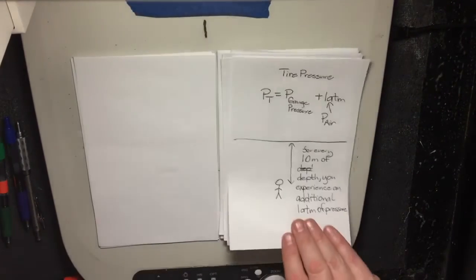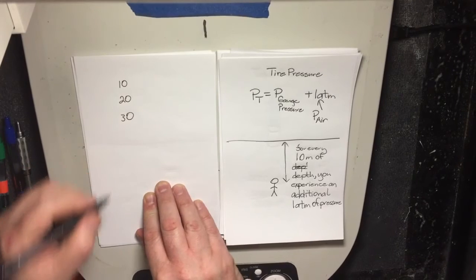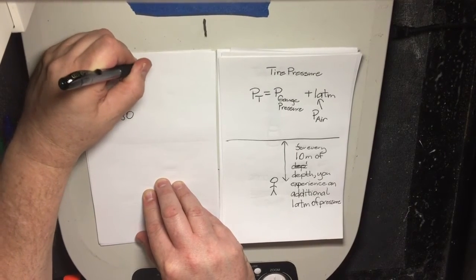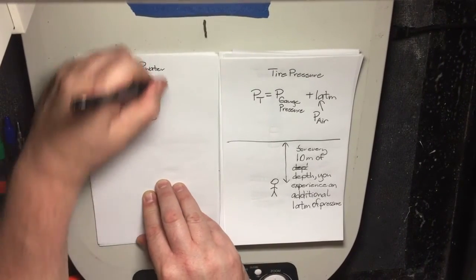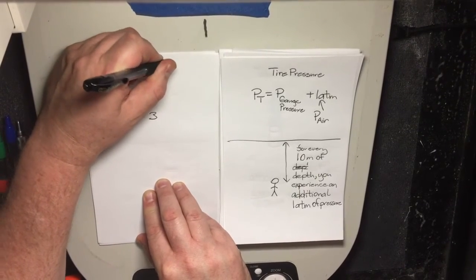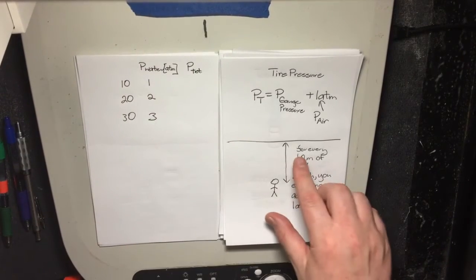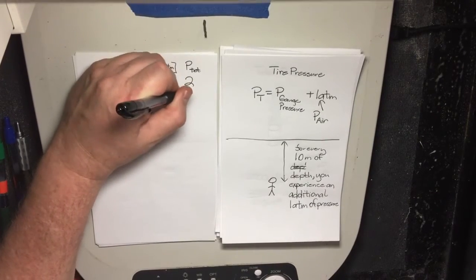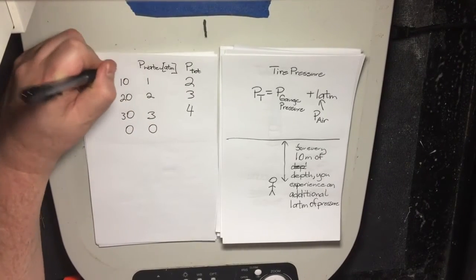So at 10, 20, 30 meters, which is about as deep as you can get without needing special equipment or decompression, the pressure caused by the water is 1, 2, 3 atmospheres. But remember that at the surface you're experiencing normal atmospheric pressure, so the total is 2, 3, 4.